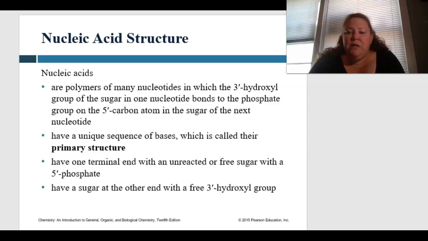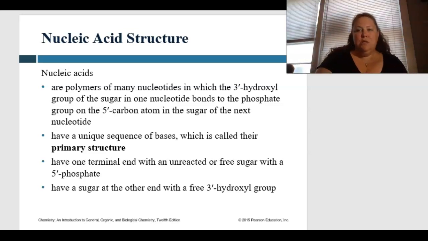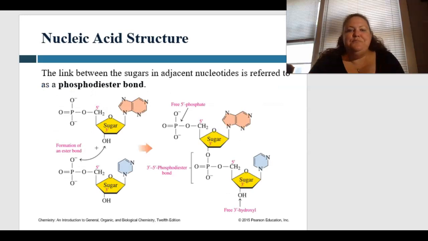They have one terminal end with an unreacted or free sugar with a 5' phosphate, and they have a sugar at the other end with a free 3' hydroxyl group. So when I talk about the primary structure, I teach them as a pearl necklace. It's like a pearl necklace with all the individual pearls in a strand next to each other. So this is going to be your primary structure.